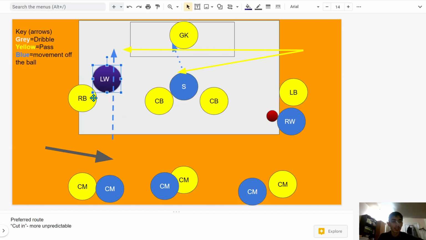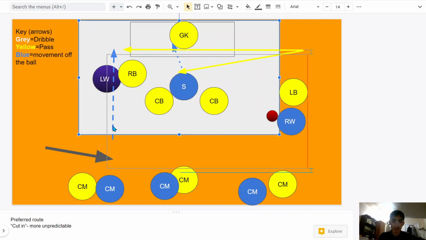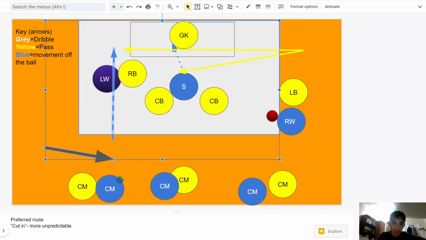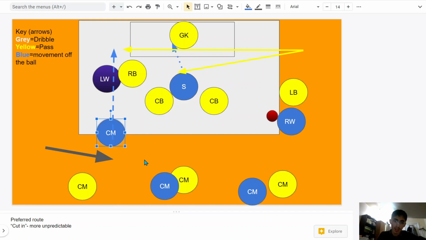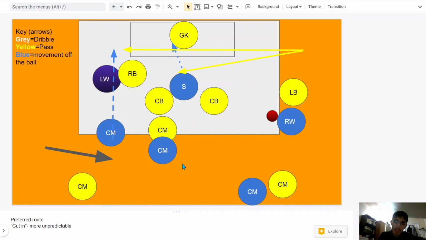So let's say this right back happens to go narrow. You know what the problem with that is? Well, look at this bit of space that he's just opened up for this centre mid, the central midfielder behind me, to come and get involved in. Look at that space, right? That is the thing about football. If one player moves to one place, he weakens another area, right?